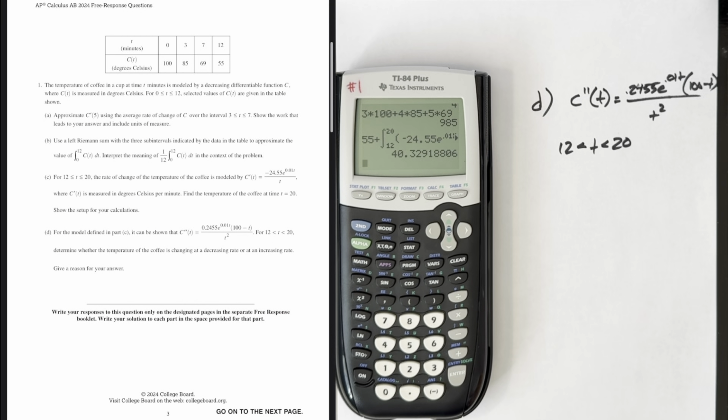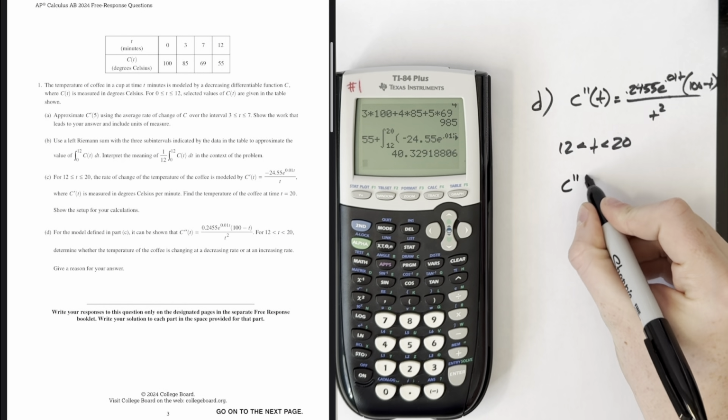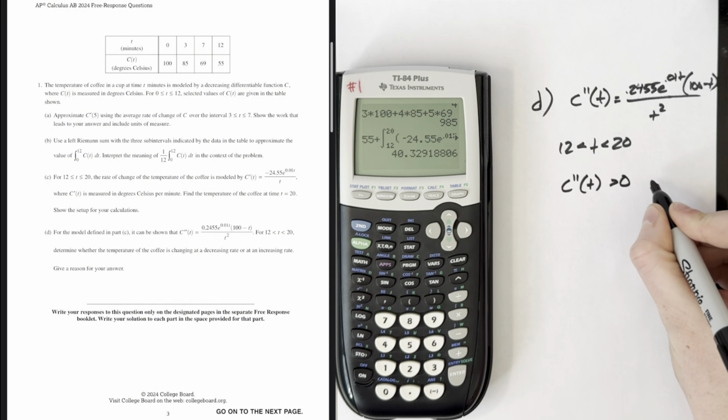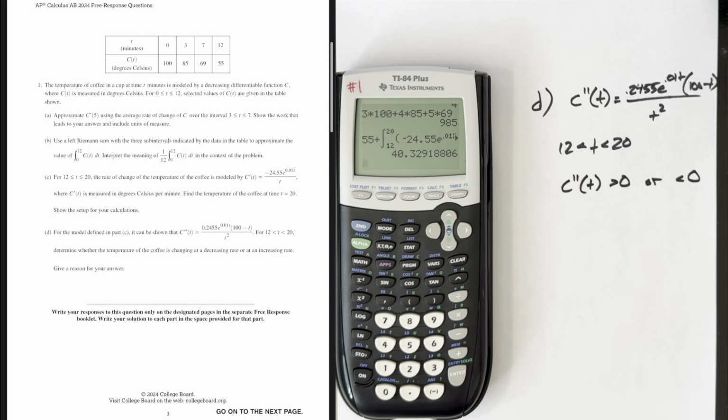So our very first thing is we need to interpret what this question is asking us for. It says determine whether the temperature of the coffee is changing. Okay, so that's talking about our derivative, right? At a decreasing rate or an increasing rate. So that's asking us, is our derivative increasing or decreasing? Or asking if our first derivative is greater than 0 or less than 0. We're just trying to figure out where it is positive, where it is negative. So we can go to our handy dandy calculator to figure this out.